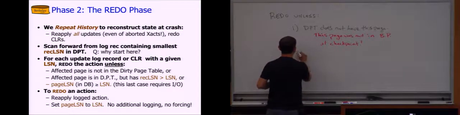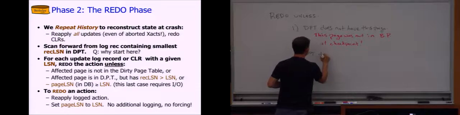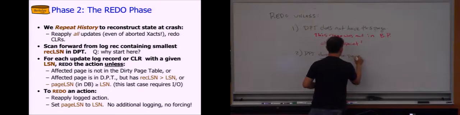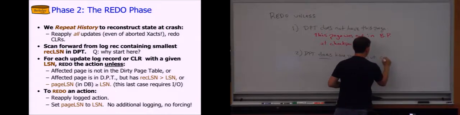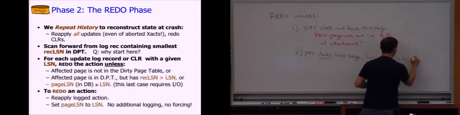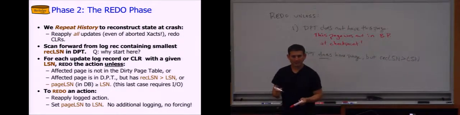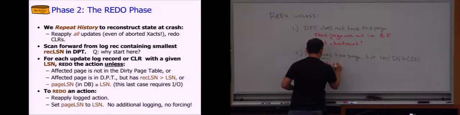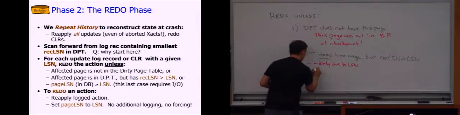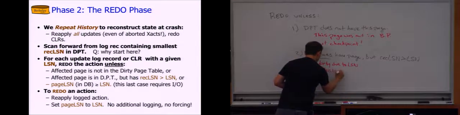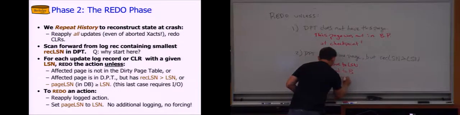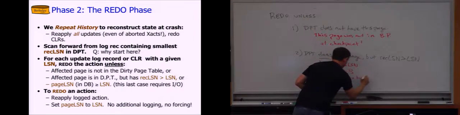Case 2, the dirty page table does have the page, but recLSN is greater than the LSN of the record that we're redoing. What happened here? This means the page was dirty at some time due to the thing we're trying to recover. Our update was applied, then it was flushed to the database, and then it was dirtied again by recLSN.